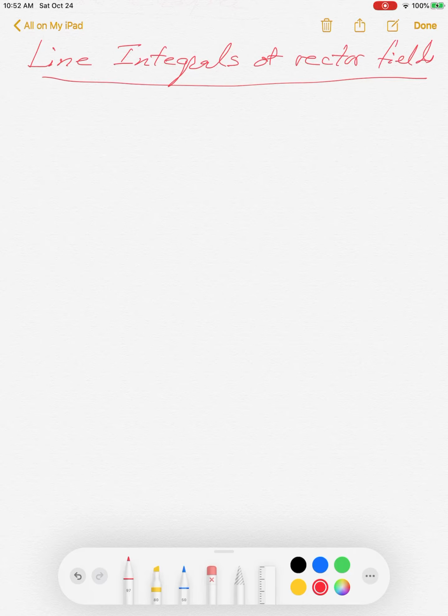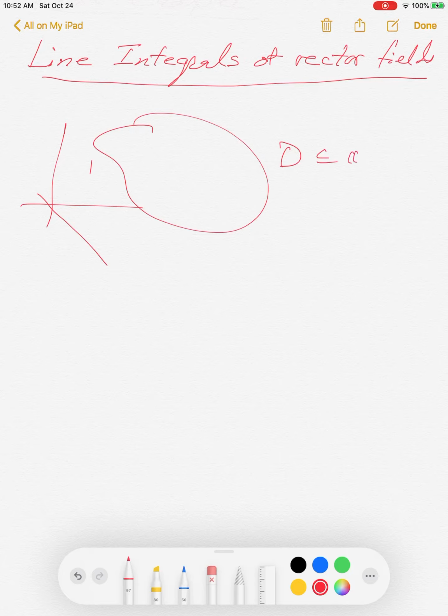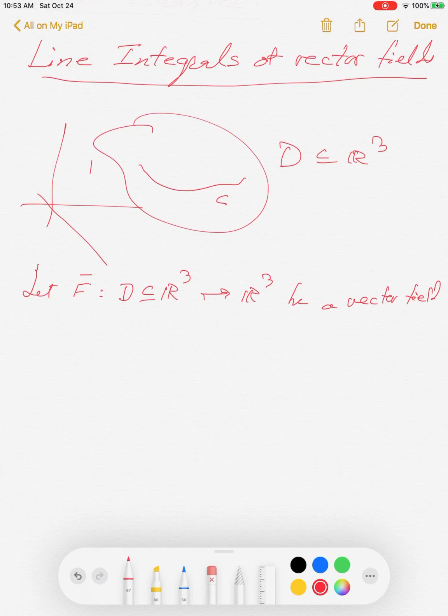So what we have is a vector field defined on a domain in R3, and you have a curve in this domain, and we'd like to define what is meant by the line integral of a vector field along a curve. So you have this region D in R3 and you have a curve C inside it. Let f bar be a vector field from D, which is a subset of R3, to R3. A vector field is just a function from R3 to R3.